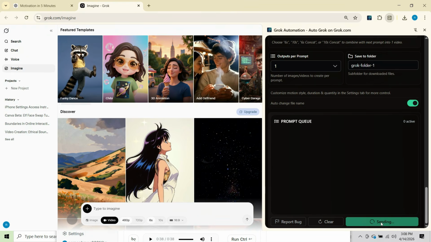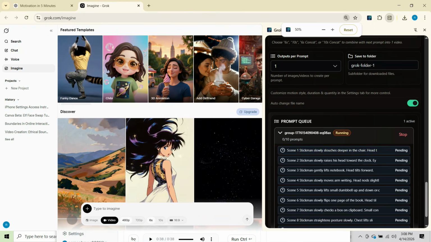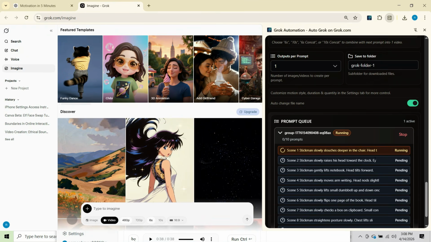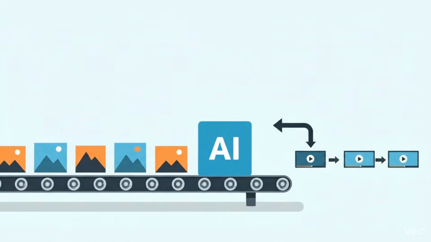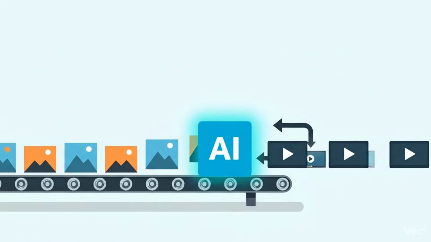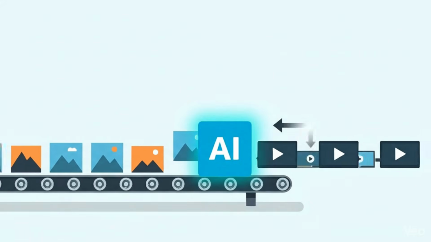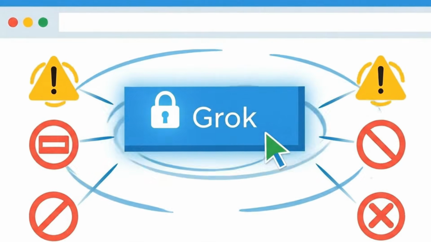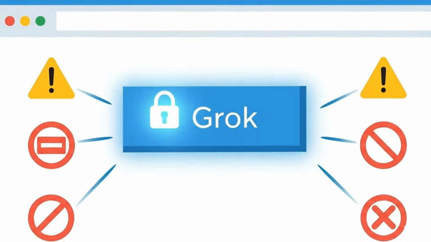Now, I'll scroll to the bottom and click the Run button. From here, the automation does all the work and turns each image into a video one by one. Just one very important point. Do not close the Grok tab at all while it is working. Once the work is finished, the extension will automatically download all the videos into a folder for you.